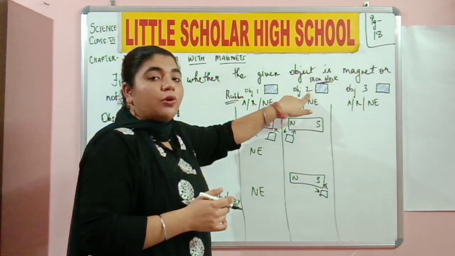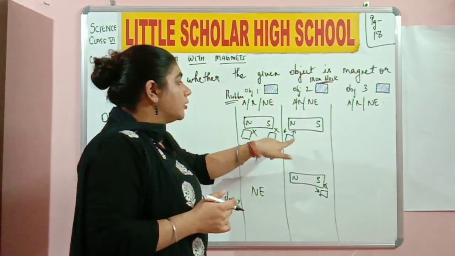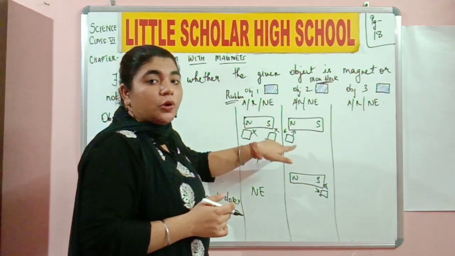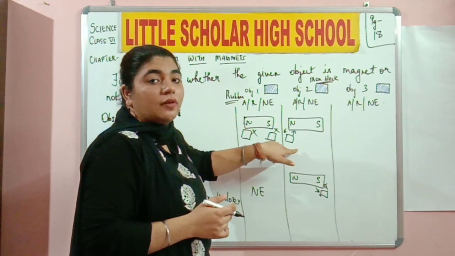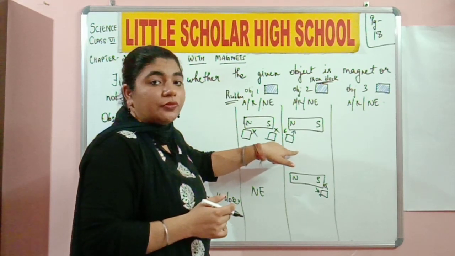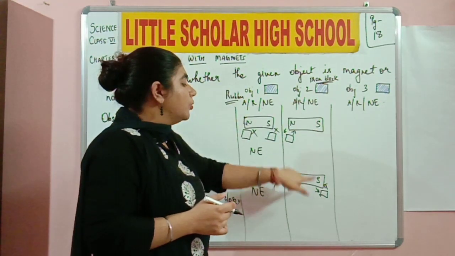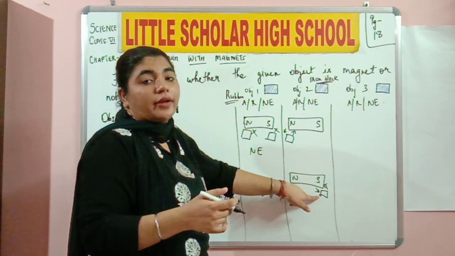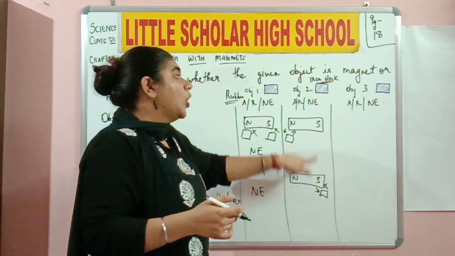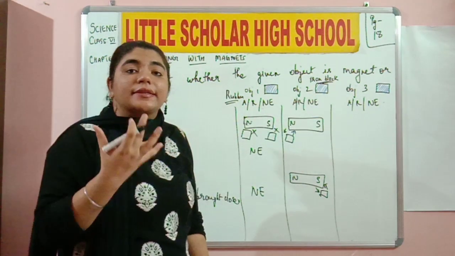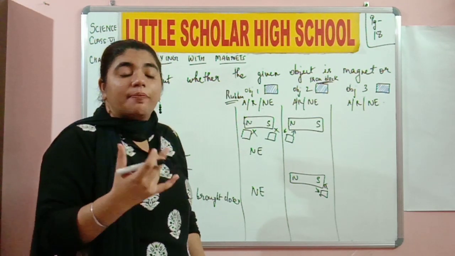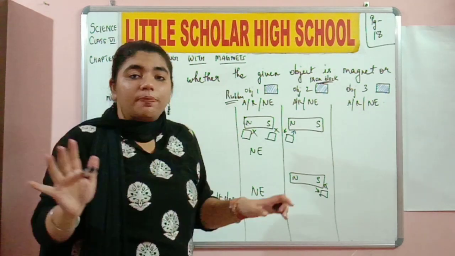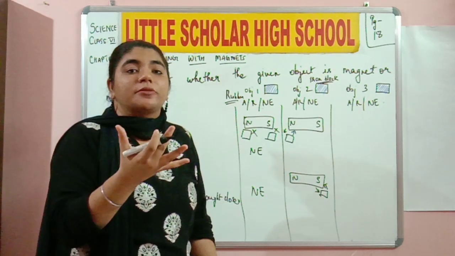So this means, let me tell you again. Object number 2. When I brought object number 2 near the north pole of the bar magnet, what did I observe? I observe attraction. When I bring object number 2 near the south pole of the bar magnet, I again observe attraction. So what does this mean? Object number 2 is a magnetic substance. For example, an iron block. It is not a bar magnet, but it is a magnetic substance.